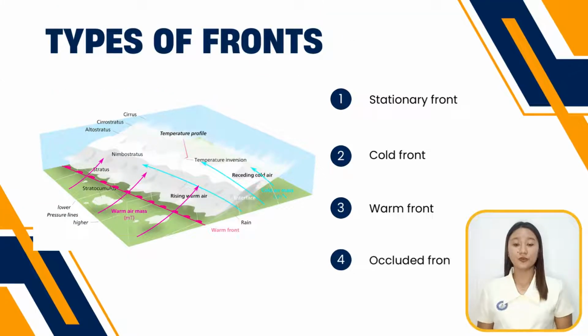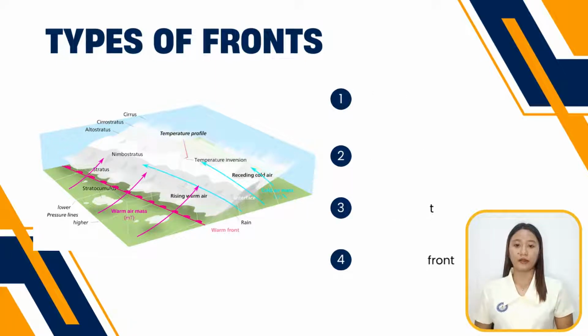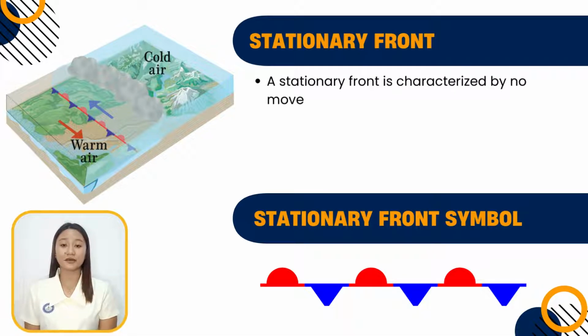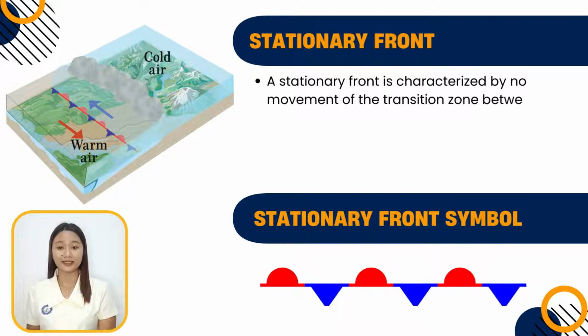Now that we know the definition of fronts and how we can identify them, let us move to the types of fronts. There are four types of fronts, namely stationary front, cold front, warm front, and occluded front. Let's first start with the stationary front. Based on the module, a stationary front is characterized by no movement of the transition zone between two air masses. From the word itself, stationary, no movement occurs.